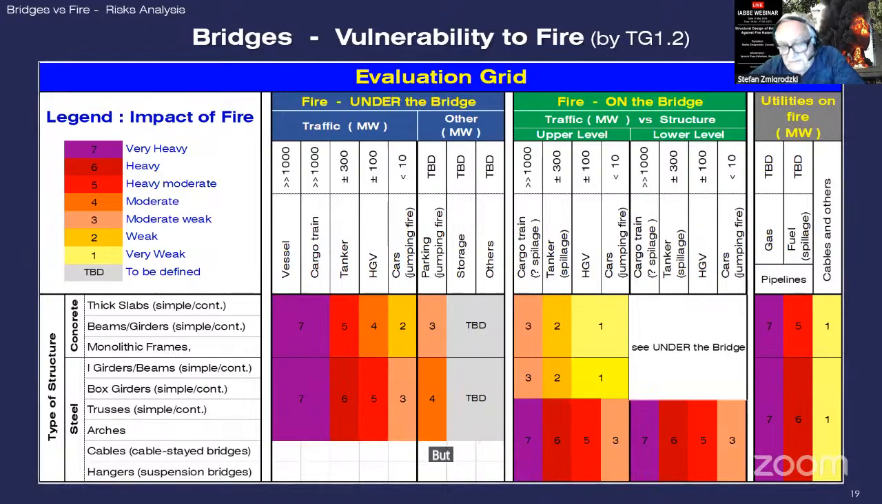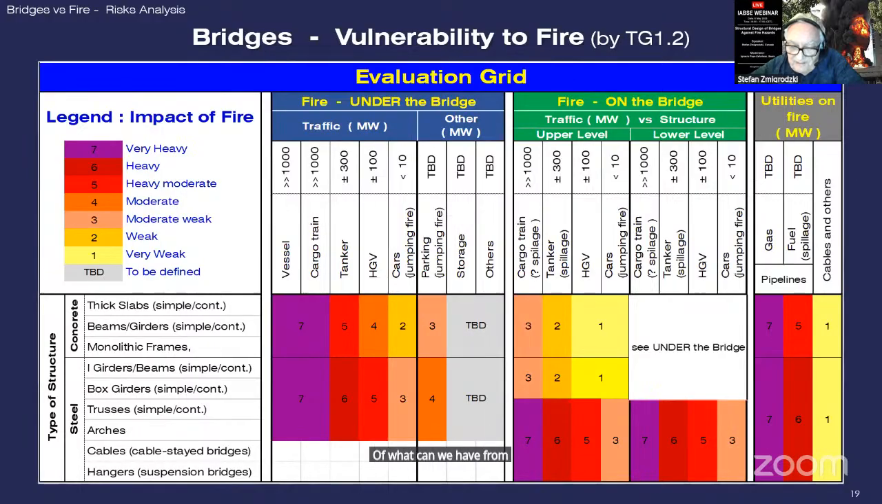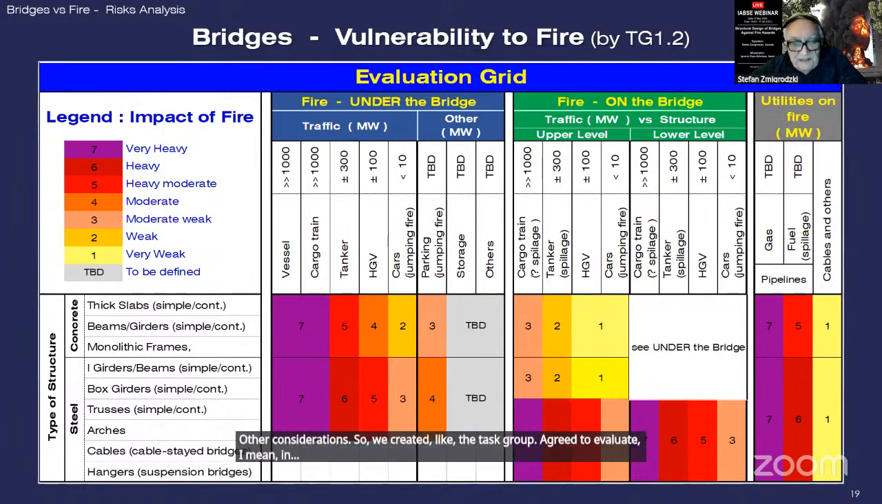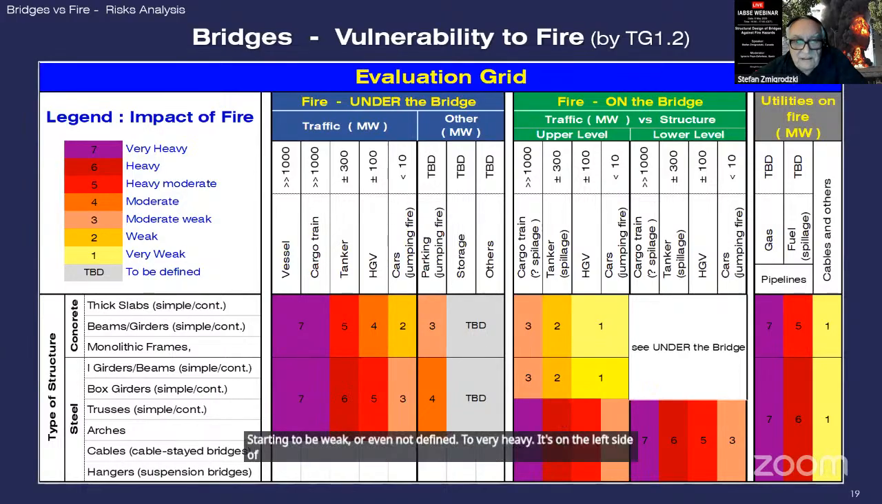But we have to, somehow, look at it from the overall perspective of what we can expect from the fire, given the power, the type of structure, and the general risk for the bridge under consideration. So we created in the task group, and agreed, a way to evaluate the impact we could expect from such fires. It ranges from weak or even not defined to very heavy. It's on the left side of the table.